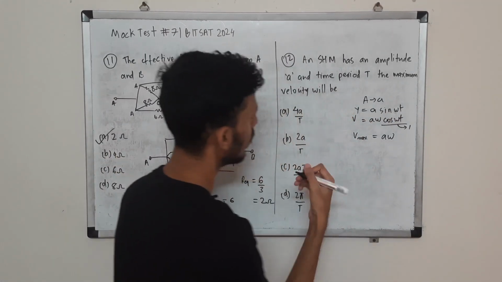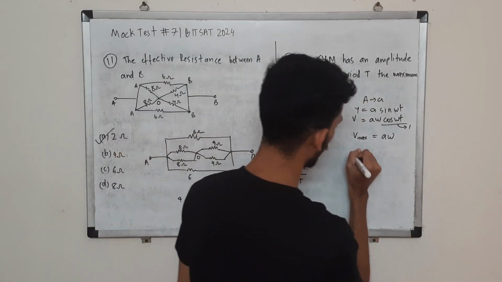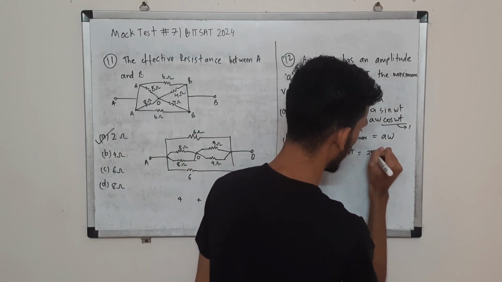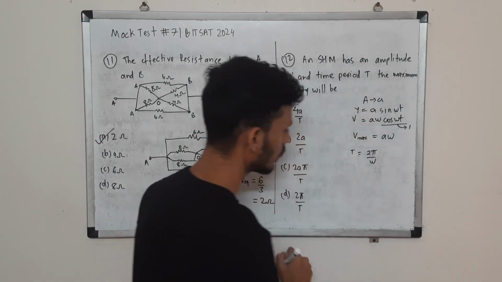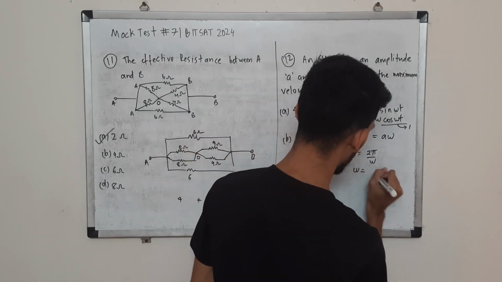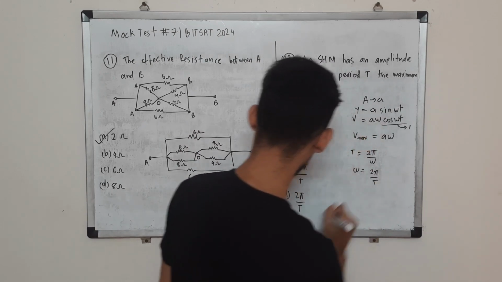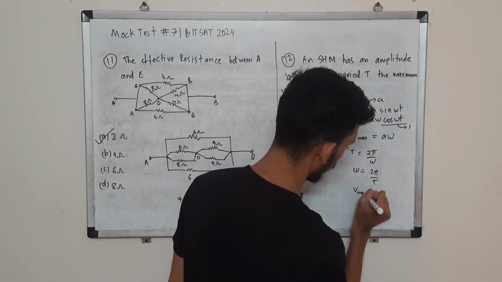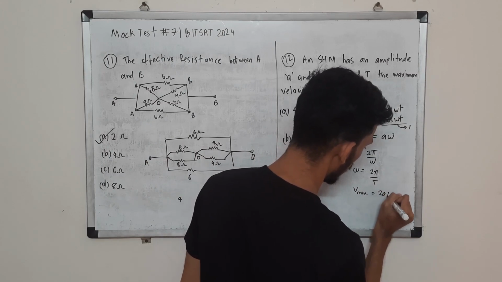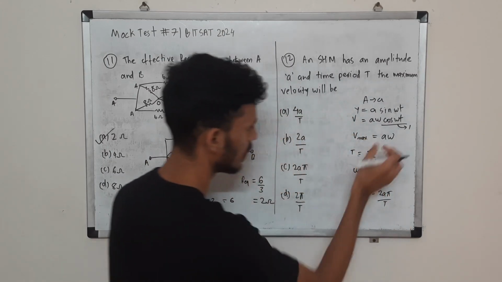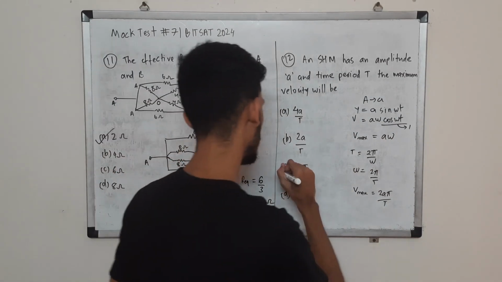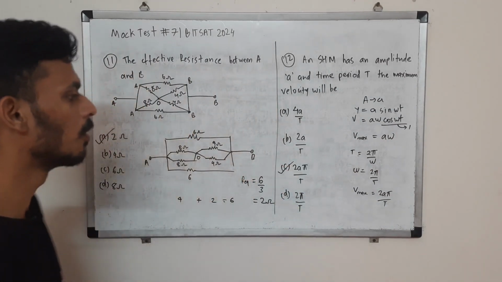Now omega, we are not given. We are given the time period. From time period we can obtain omega because T is 2 pi by omega, or omega is 2 pi by T. Now you can see the answer. It will be 2 pi by T into A, so 2 pi A by T. We just multiply this with A omega. So option C is correct. Okay, over to the next question.